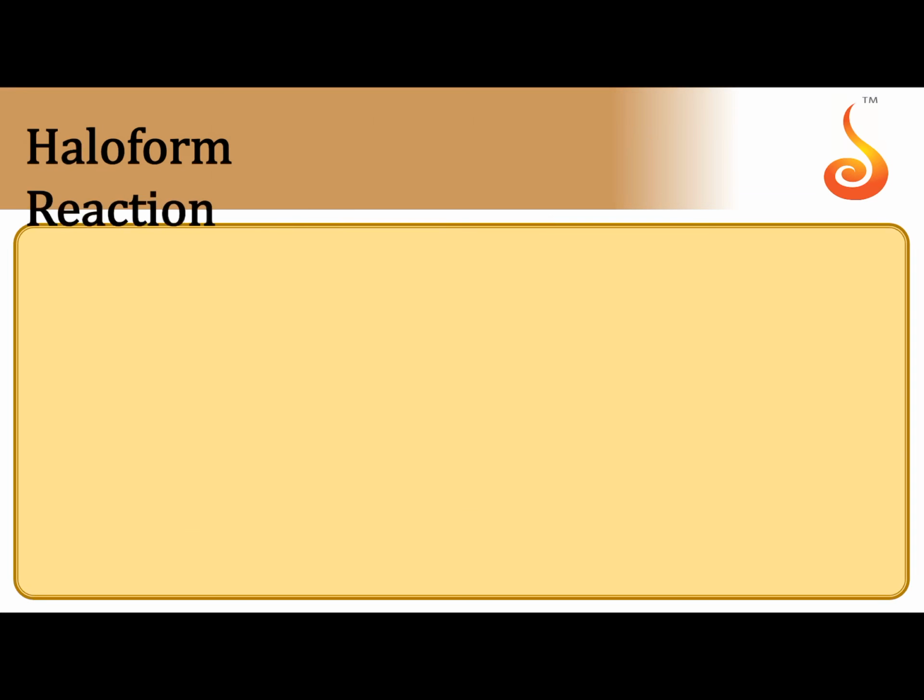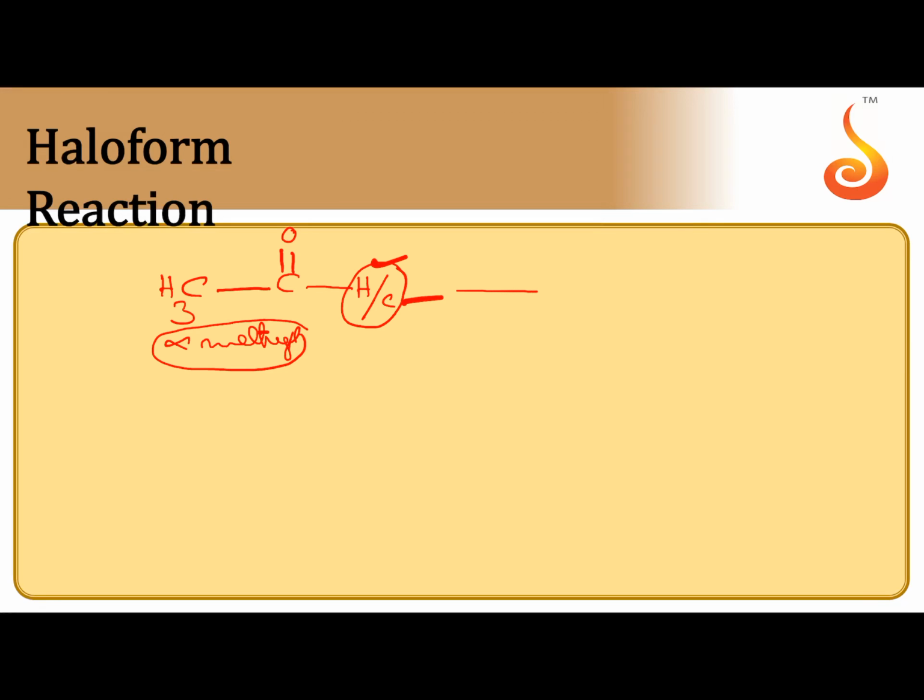Haloform reaction, this is very very important. Aldehydes or ketones containing CH3 group attached to carbonyl group. This is called alpha methyl ketone, alpha methyl group aldehyde or ketone. H or C may be present on the other side, then only it becomes aldehyde or ketone. Remember, it should be aldehyde or ketone only, not carboxylic acid, not acid halide.